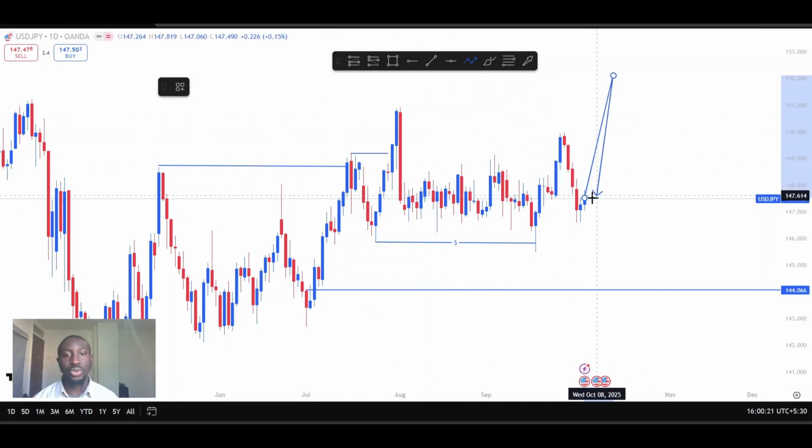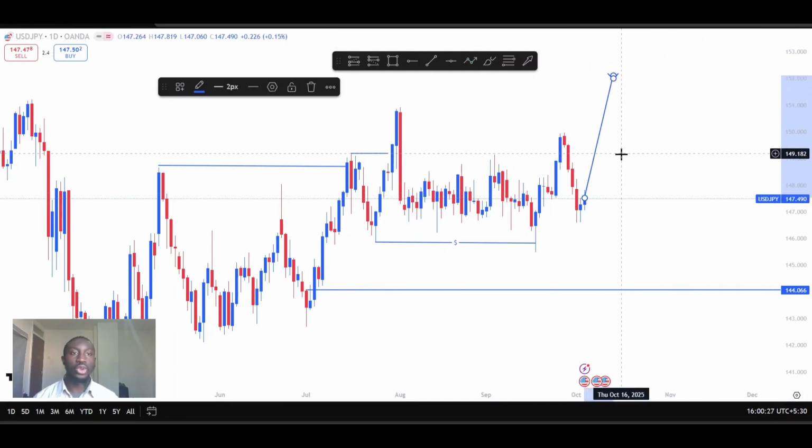Our next PY will now be around this area. So what we're not going to be expecting, we're going to be expecting a pullback down to this area first before we're going to buy off again. But let's see what price action is going to do first. That is when we are going to trade.